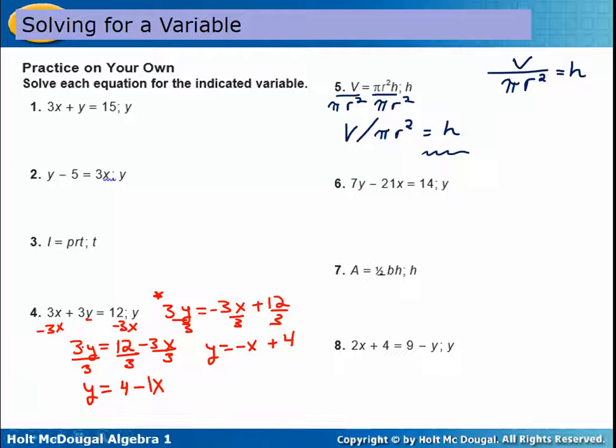All right, number 7 is one that a lot of people are unsure of what to do. We have a equals 1/2 times bh, or you might see it written like this, because this is the formula for a triangle.